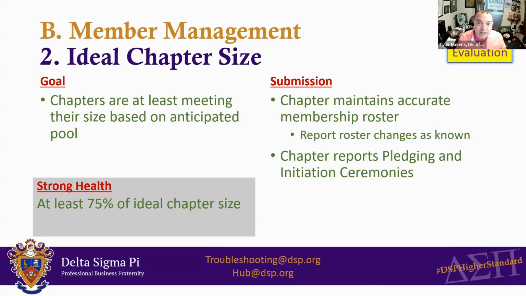What we want from them is to maintain that accurate membership roster, report their membership changes as they know them, and report pledging and initiation ceremonies as they have historically done, and within time. That's going to keep an eye on that. So what the CMP is doing is it's looking at the number of collegiates in good standing compared to what that ideal chapter size is.